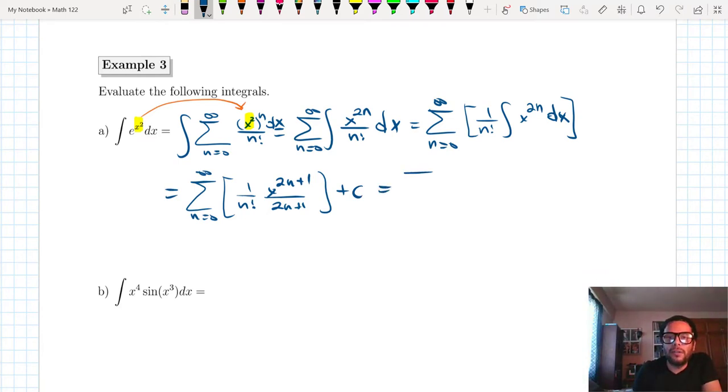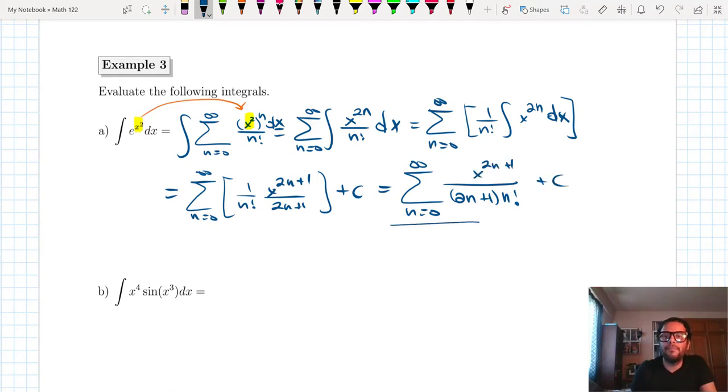So what I'm going to do, just put everything together into a single fraction. So the integral of the function e to the x squared is given by a series expansion, not by some known function. So we're going to leave it like this: x to the 2n plus 1, all over 2n plus 1 times n factorial, and don't forget the plus c. Done.